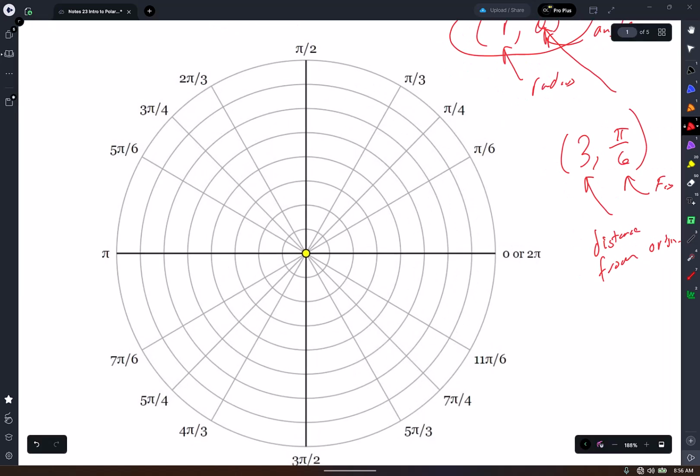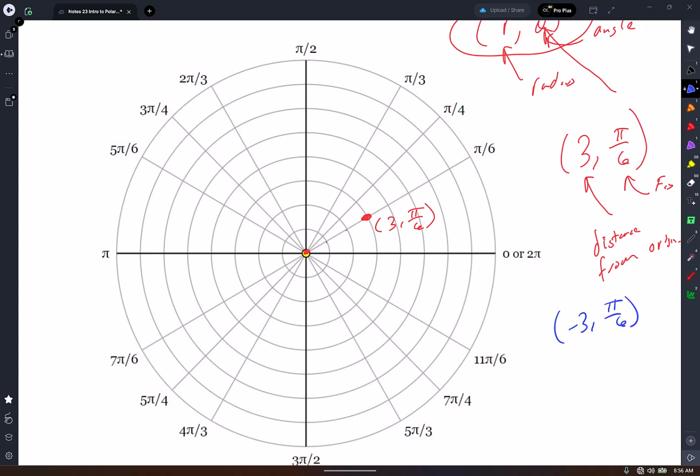So here we go. Ready? Pi over 6 comma 3. Here's the origin, and you're going to go in the positive direction. 1, 2, 3. There it is. That's that point, 3 comma pi over 6. See? So what if I gave you, let me change the color, guys, negative 3 comma pi over 6?